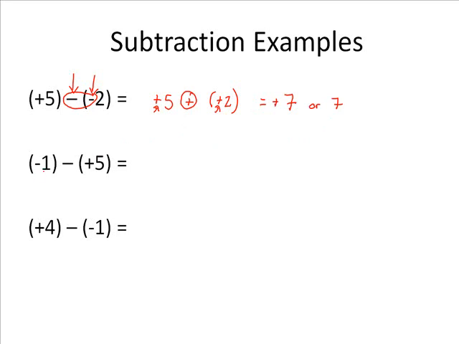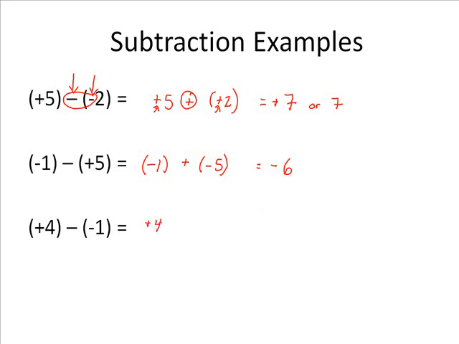In the next one, negative 1 minus positive 5. Again, I'm going to leave my first digit alone. It's negative 1. Change my subtraction sign to addition, and then change the sign of my second number. So the actual question here is negative 1 plus negative 5. Again, when you're adding digits with the same sign, you just add the digits together and give your answer the same sign that your question had. So my answer here is -6.